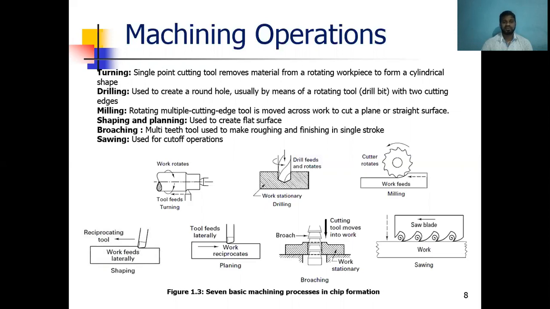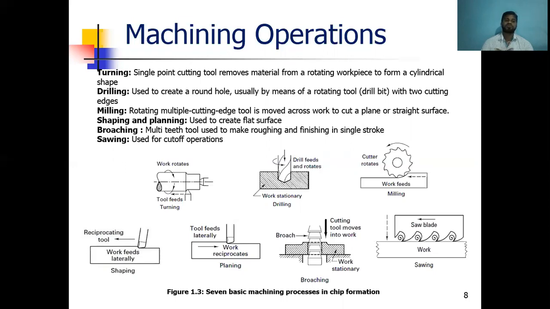So in this aspect, the cutting tool is fixed. Okay, here in the figure you can observe the cutting tool is fixed. The material is removed from the rotating workpiece to form a cylindrical shape. Most turning operations form a cylindrical shape.